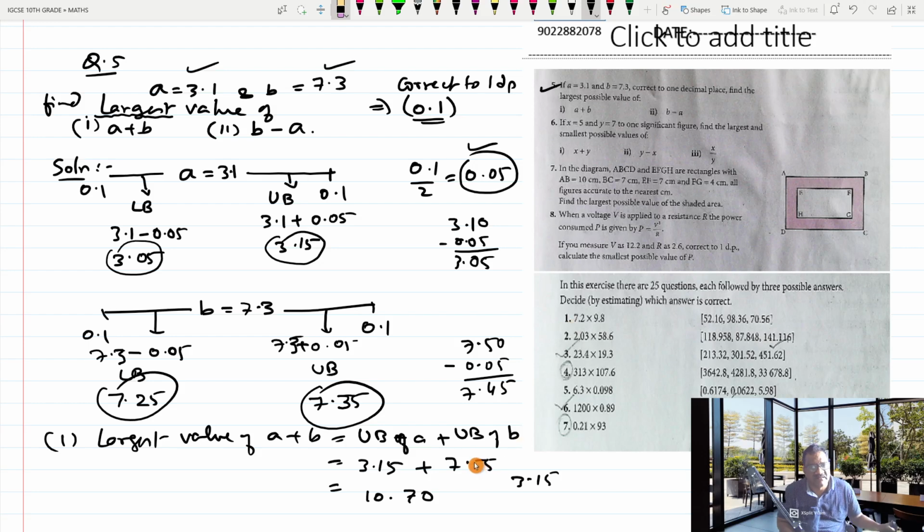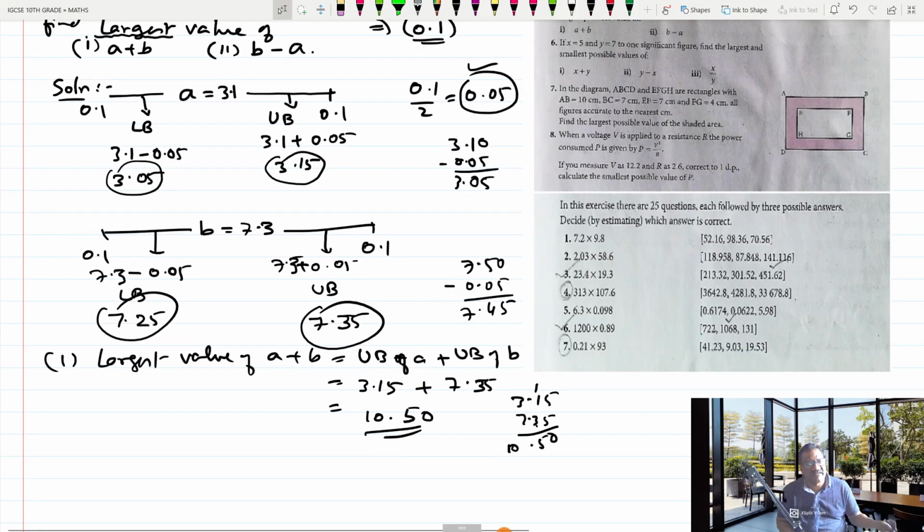See, now it will work. 7.35. So 3.15 plus 7.35 will give you 10, 1 carried, 3 plus 1, 4 plus 1, 5, and then 7 plus 3, 10. So 10.5. And the answer has to be 10.5. So the largest value of a plus b will be 10.5.